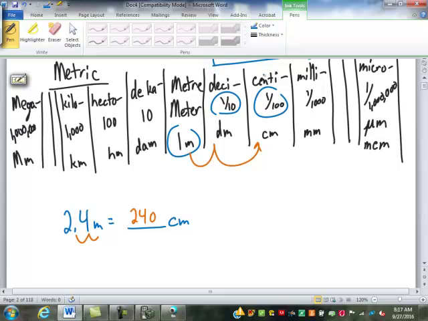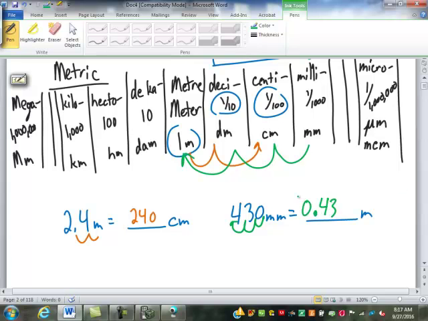Or I might have 430 millimeters and I want to change it into meters. On my chart, millimeters to meters is 1, 2, 3 spots to the left. Here's my decimal point. I'm going to go 1, 2, 3 spots to the left. It's 0.43 meters. Make sense?